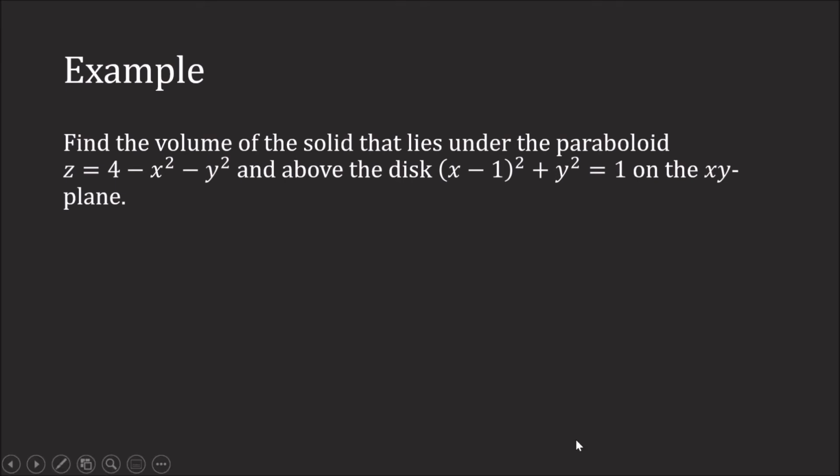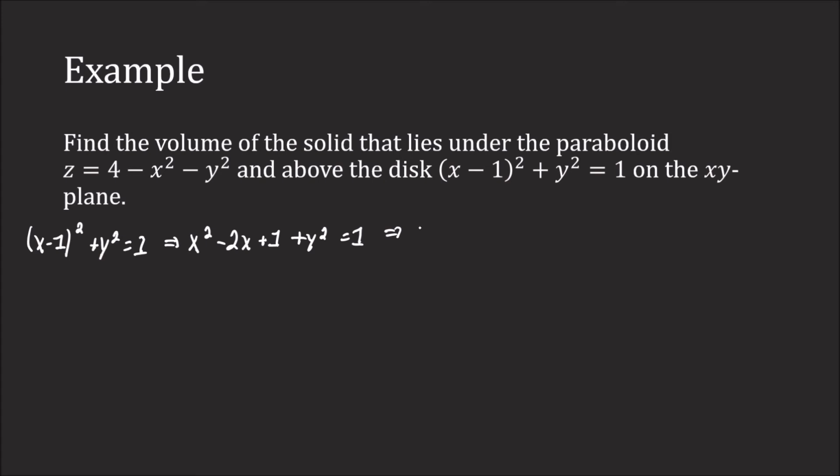So let's now find the volume of the solid that lies under the paraboloid z equals 4 minus x squared minus y squared, and above the disk (x minus 1) squared plus y squared equal to 1 on the xy plane. So to try and describe this region D, first, let's notice that the disk can be expanded this way: x squared minus 2x plus 1, then plus y squared is equal to 1.